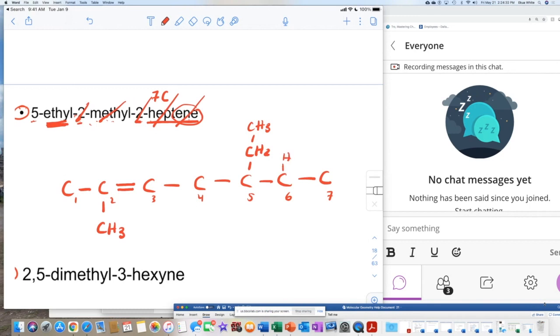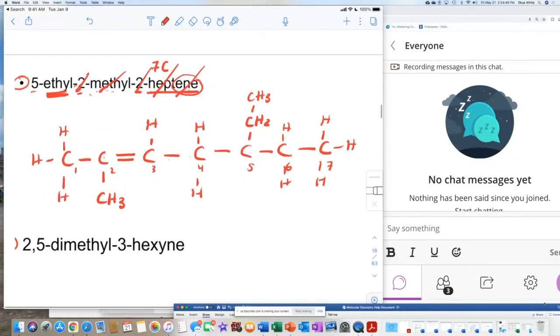So the rest of it I just fill in. I put an H here, put an H here, put an H here, put an H here, put an H here, fill in the H's to make the carbons have 4. 1, 2, 3, 4. I need one more here. This one is good. I need one here. I need one here. This is the structure. Okay.